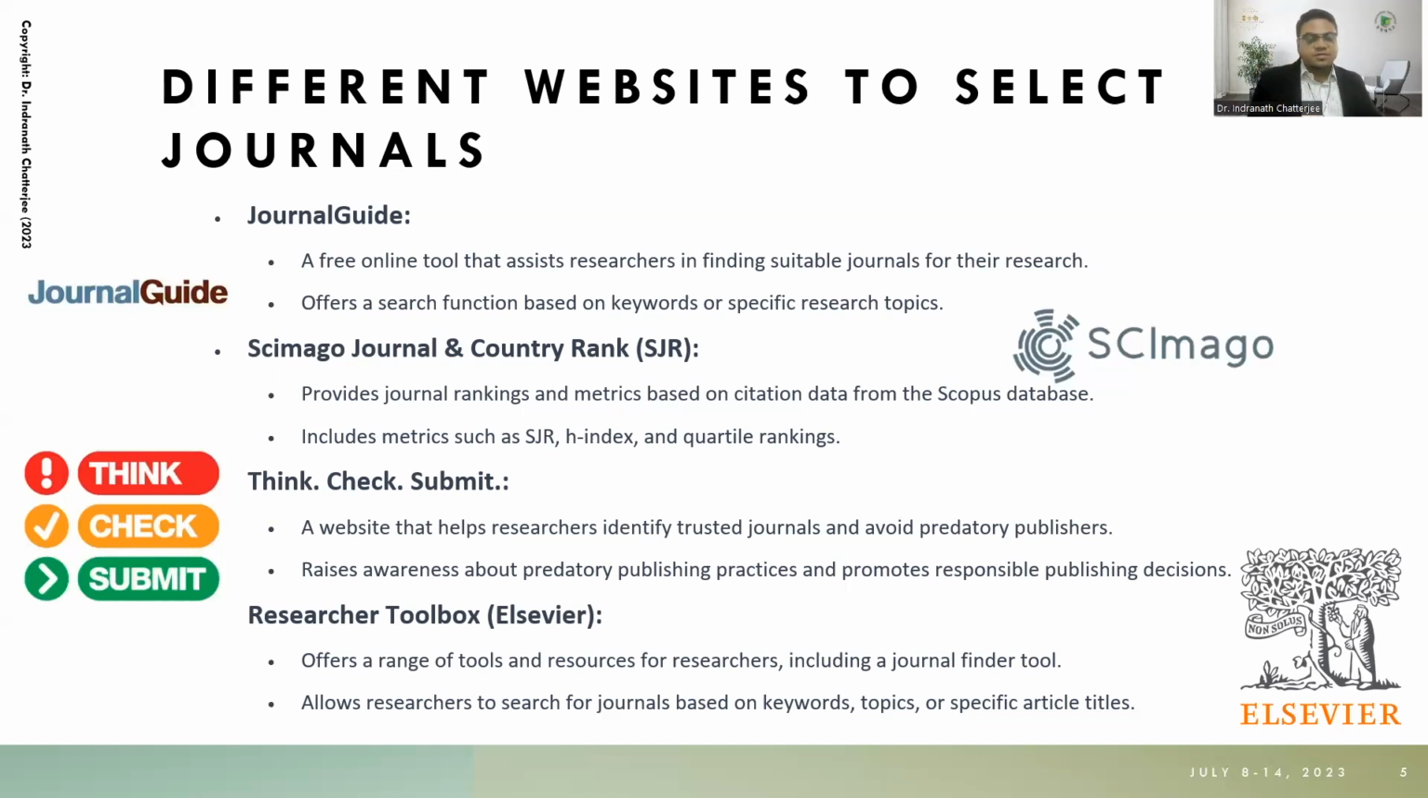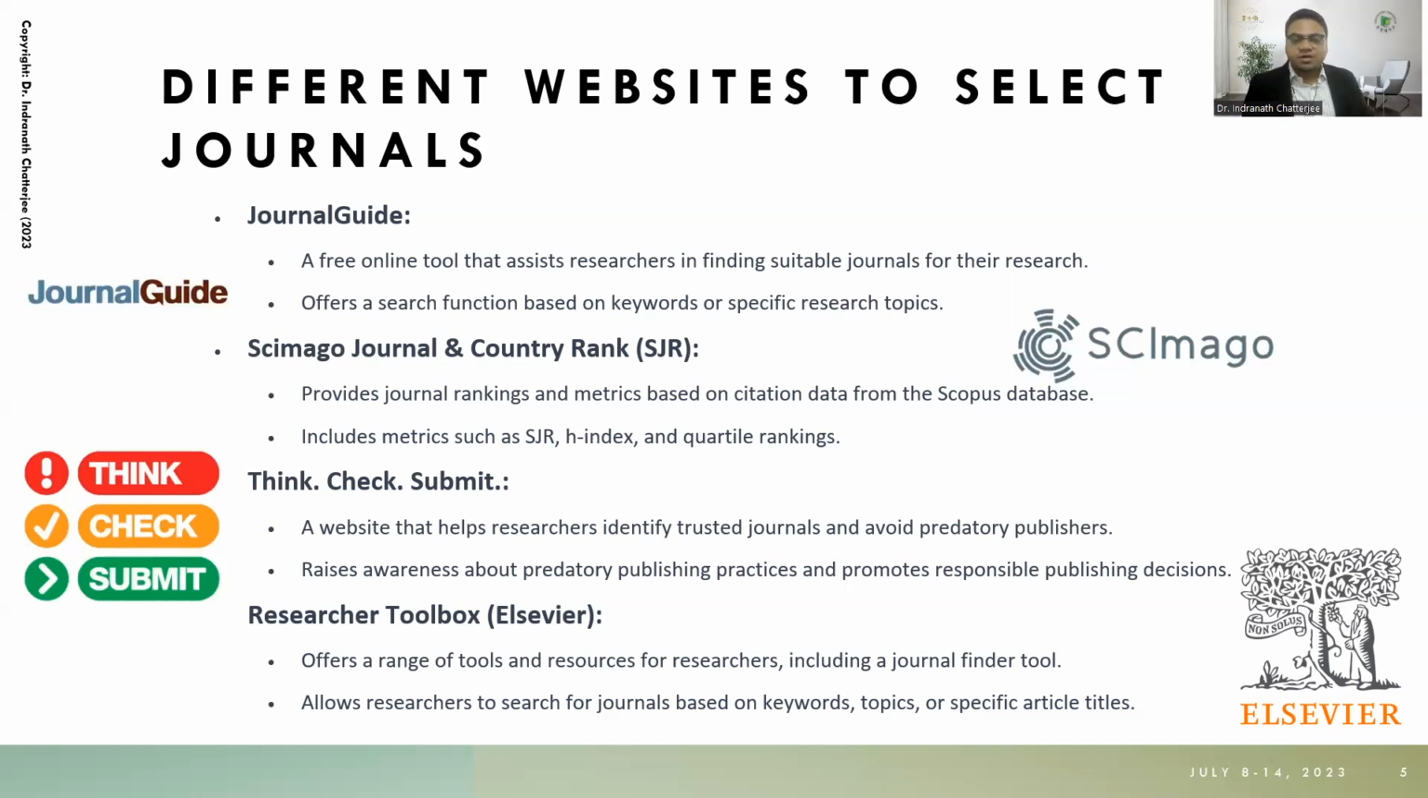The next website that you have to take care of is Think, Check, and Submit. This website helps researchers to identify trusted journals and avoid predatory publishers. When you avoid predatory publishers, that means we want to check the publisher which takes money instead of APC, which takes money in a wrong way in the publishing process, then you can find it well. So it's a kind of website which is equivalent to a cable.